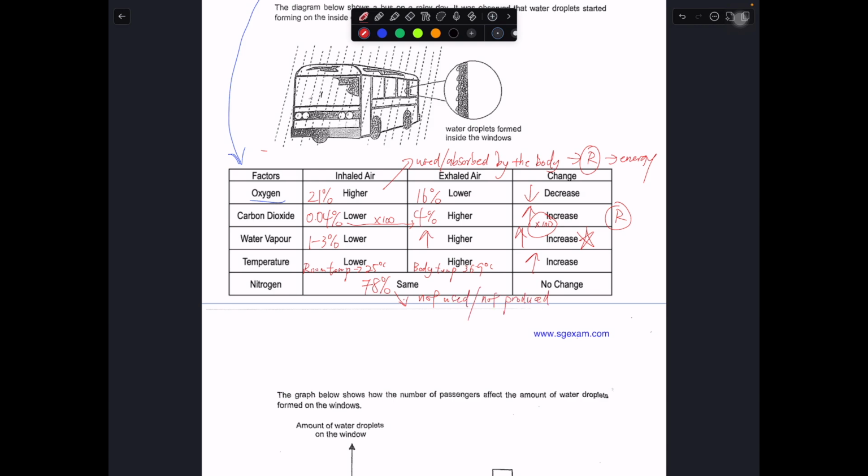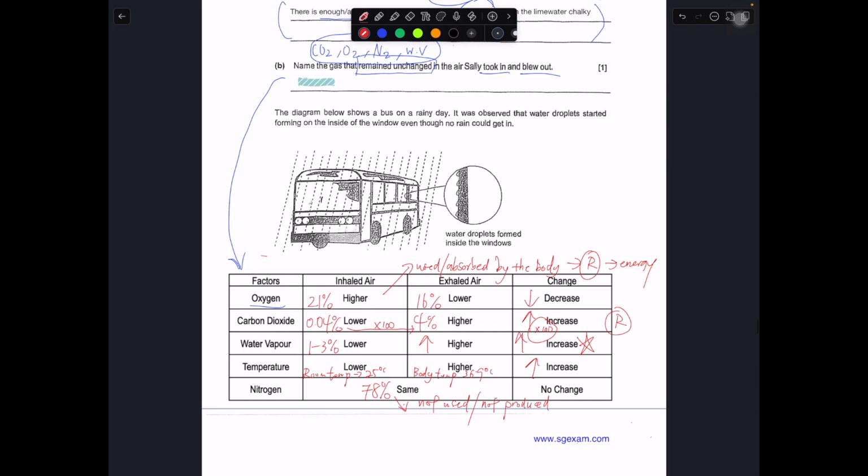Last but not least, nitrogen remains the same, 78%, because it is not used and not produced. Your body has no use for nitrogen as of now, or rather as humans, we haven't found a very effective way to use nitrogen yet. So the nitrogen that you breathe in is just going to be the same amount that you breathe out. So the answer will be nitrogen, the gas that remains unchanged. This is something that you need to know.